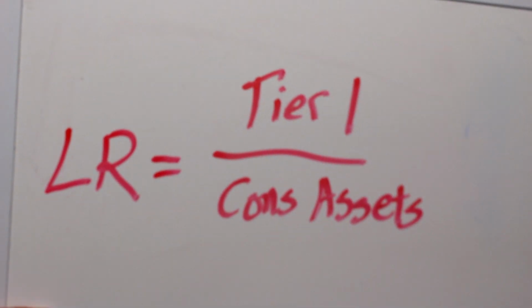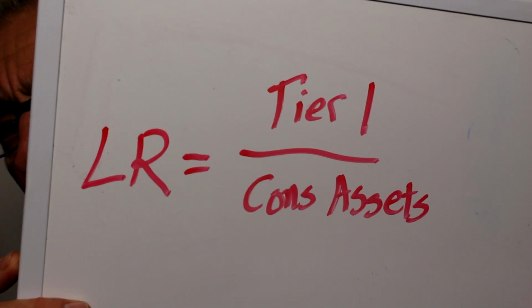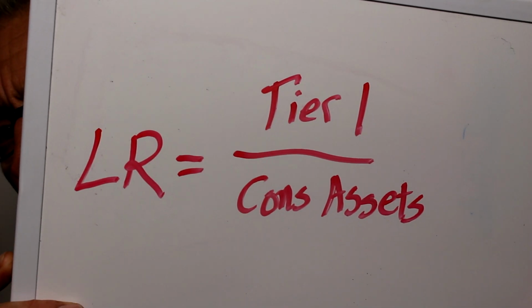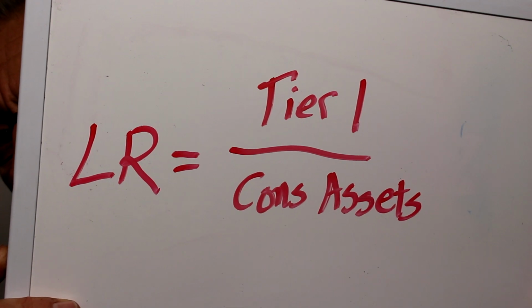One of them is called the supplemental leverage ratio. And what that is, Tier 1 capital divided by consolidated assets. Okay? So this is the leverage ratio. I'm just going to call it LR equals. Leverage ratio is Tier 1 capital, that's the bank's primary capital, over consolidated assets, okay?